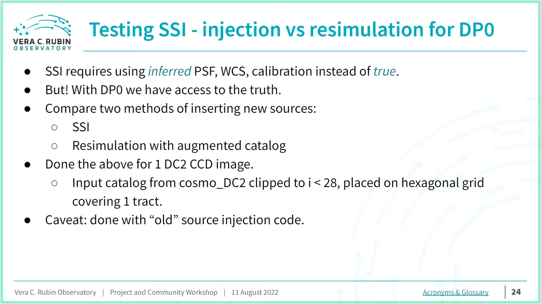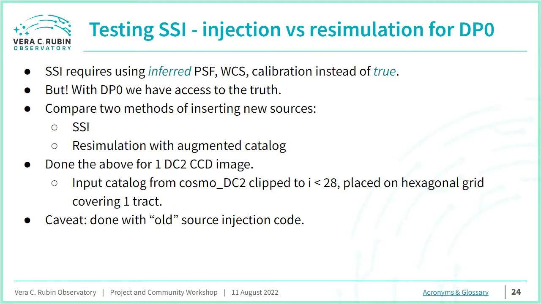In DP0, it's a simulation. We actually do know these exactly. So the study here is comparing what happens when I run the SSI pipeline versus just rerunning the simulation that produced DP0, but with the same objects added to the catalog. Right, and then we can see what's different.